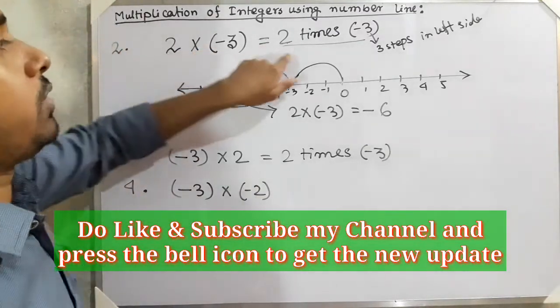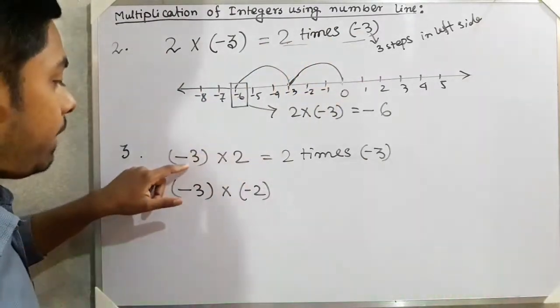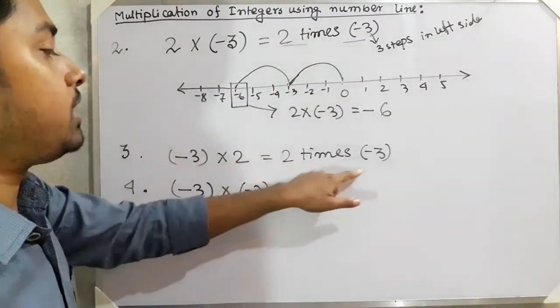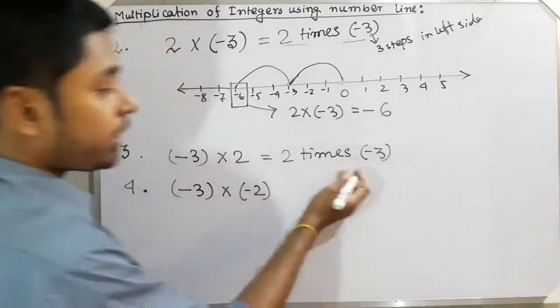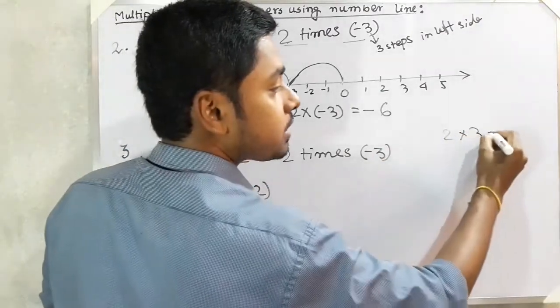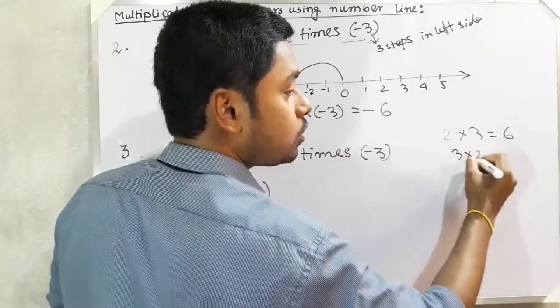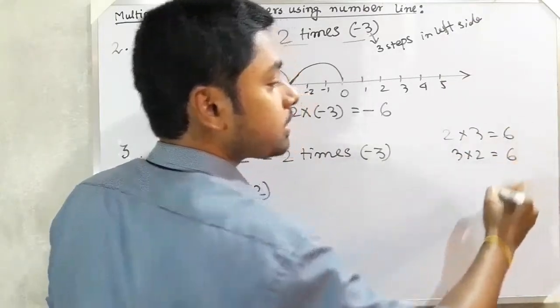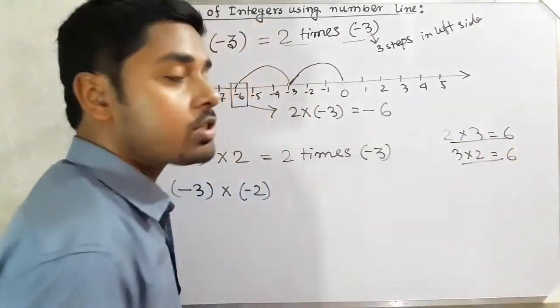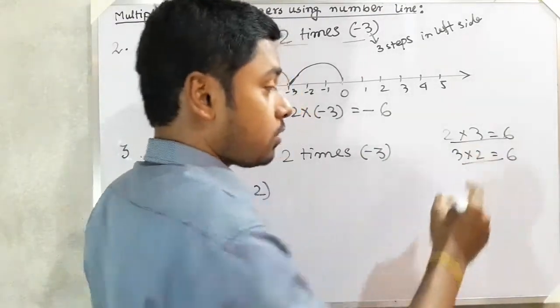Whenever we have the positive integer first, we can easily tell. Whenever we have the negative integer first, we can easily change it. Because how can we change it? Because 2 into 3 is equal to what? 6, and 3 into 2 is equal to what? Also 6. And this is which property? This is closure property.